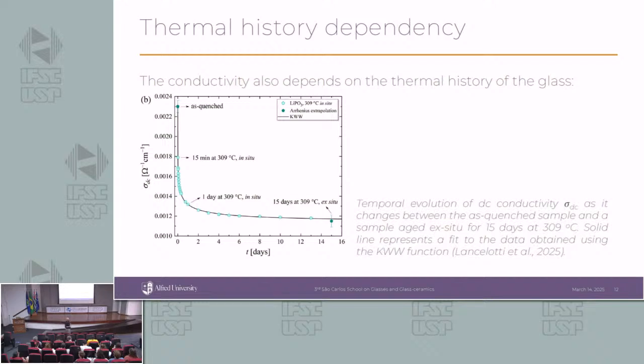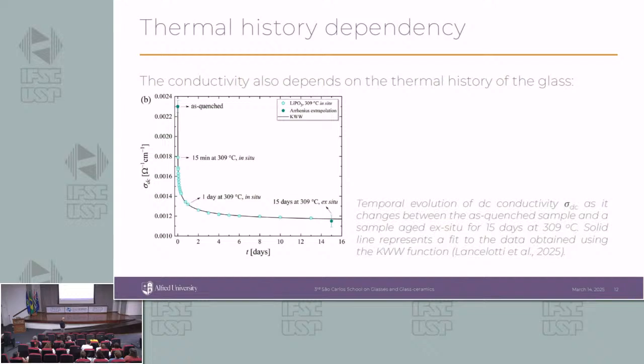Mobility and number of active charge carriers. What are we changing by changing the thermal history in this case? Are we changing the free volume of the glass and therefore affecting the mobility? Are we affecting the free energy of the system and therefore increasing or decreasing the energy to form a charge carrier?